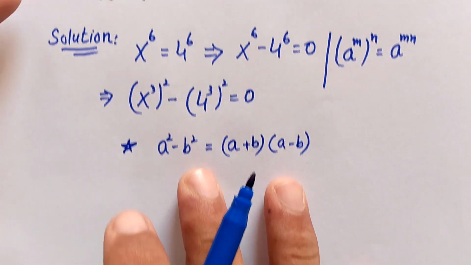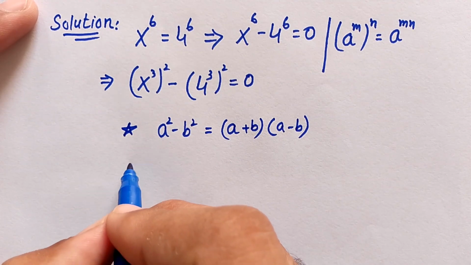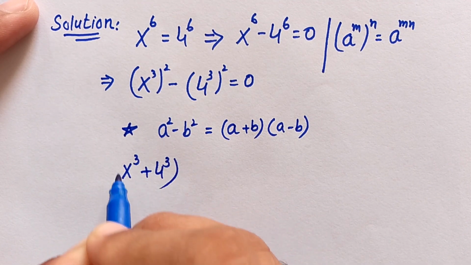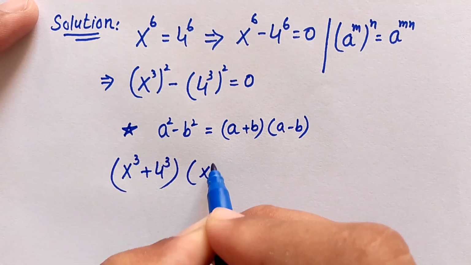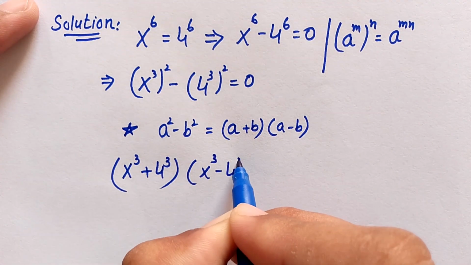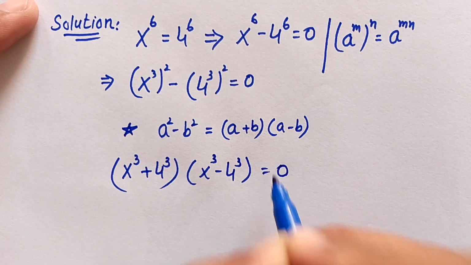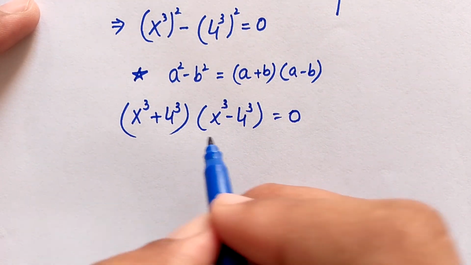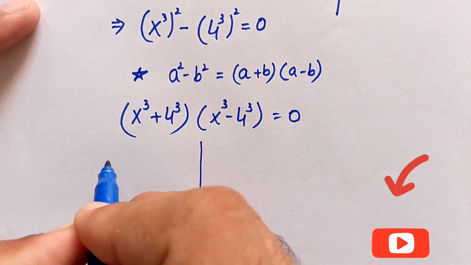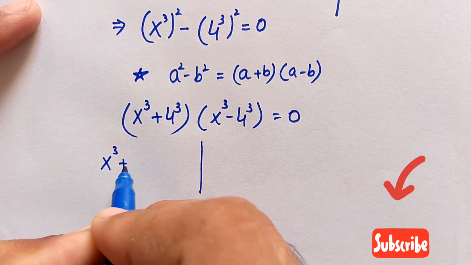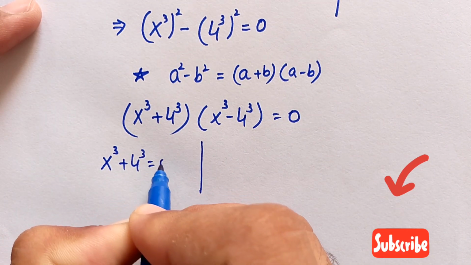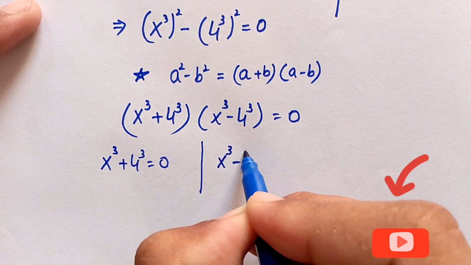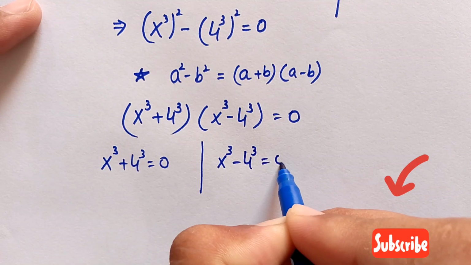So we apply this identity here. This will become x to the power of 3 plus 4 to the power of 3 times x to the power of 3 minus 4 to the power of 3, which is equal to 0. Here we obtain two cases. The case number first is x to the power of 3 plus 4 to the power of 3 is equal to 0, and the second case is x to the power of 3 minus 4 to the power of 3 is equal to 0.